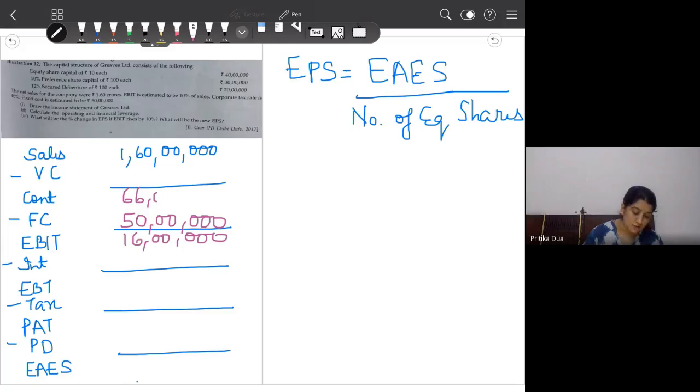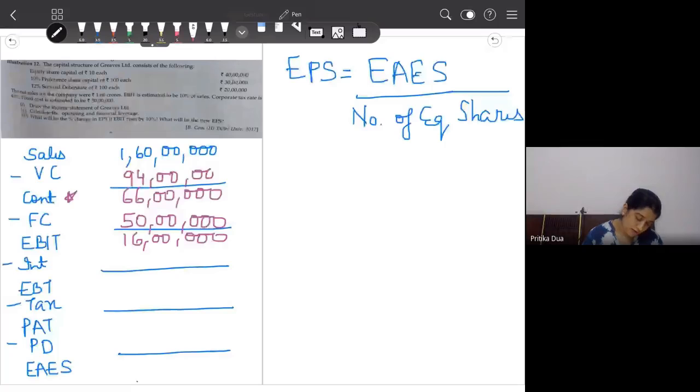So now you can get the value of contribution, which will be 66 lakh. So we are working backward to get the value of contribution, which will be EBIT plus the fixed cost. And then again, using the value of contribution, you can get the value of variable cost, which will be 94 lakh. Yes, only then will you get 1,60,000. So this value becomes 94 lakh.